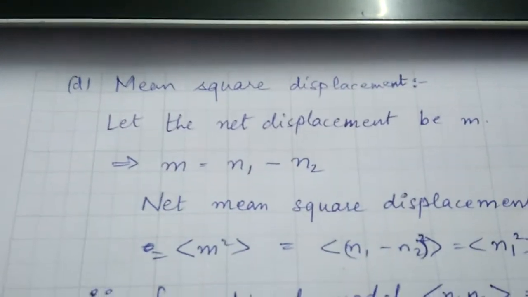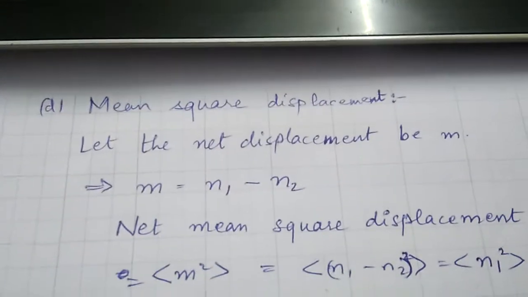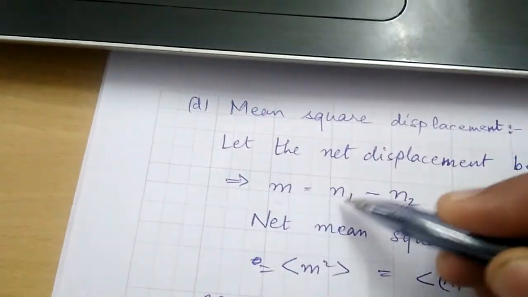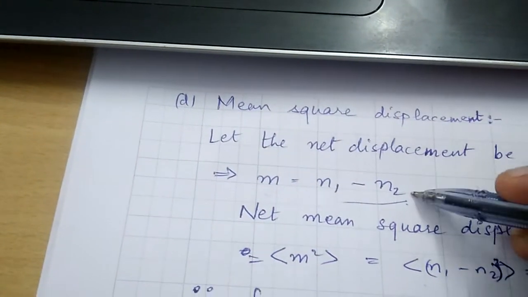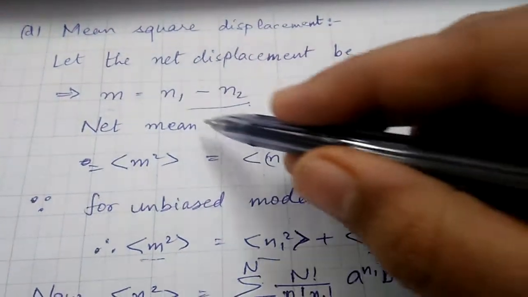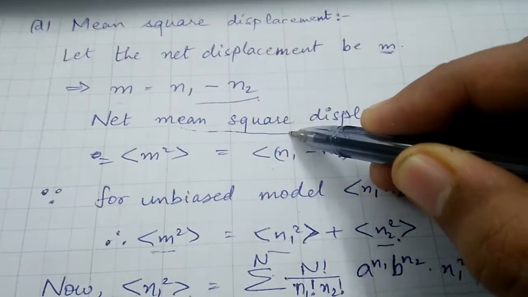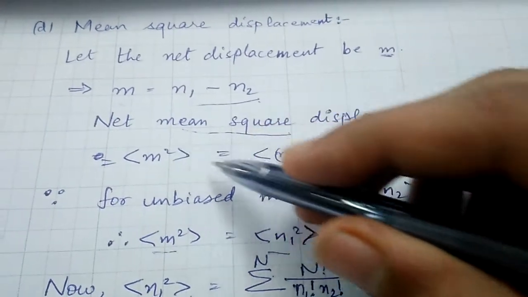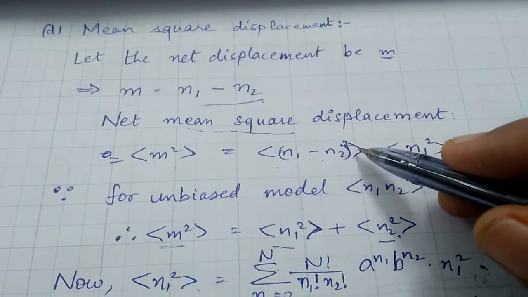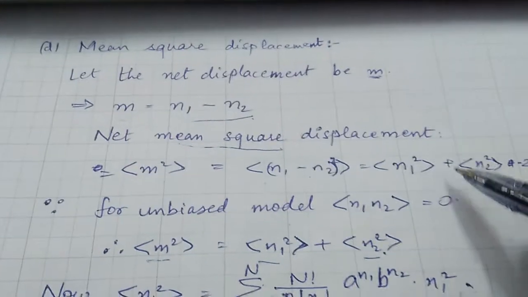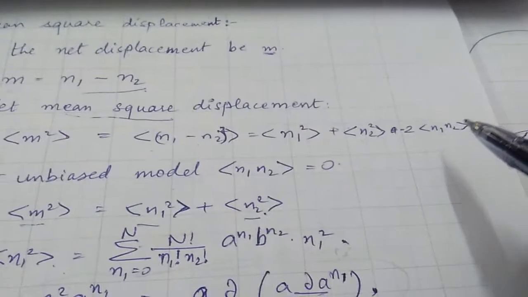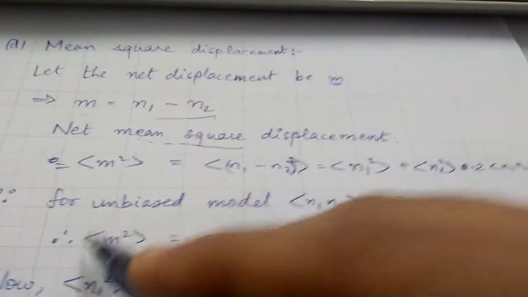Now look at the mean square displacement. Let the net displacement be m. Well, remember this and remember this here. So m equals n1 minus n2. Let the net mean square displacement, note, this time it's the mean square displacement, be the average of m square, which is the average of n1 minus n2 the whole square, which is n1 square average plus n2 square average minus 2 times n1 n2 the whole average.